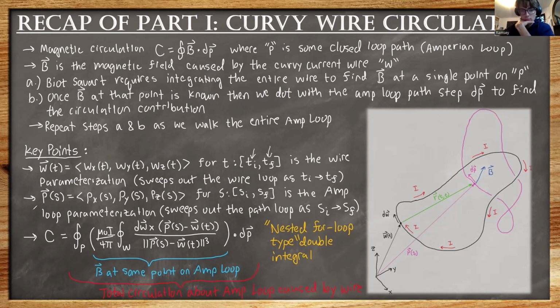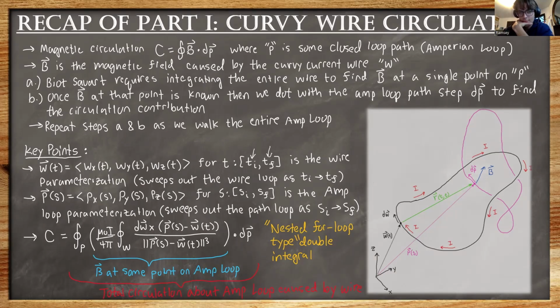Now, because we have the amp loop, let's parameterize that in s. In the same way, p vector as a function of s runs between some initial s and some final s, and it will sweep out the amp loop like so if you go between s initial and s final.